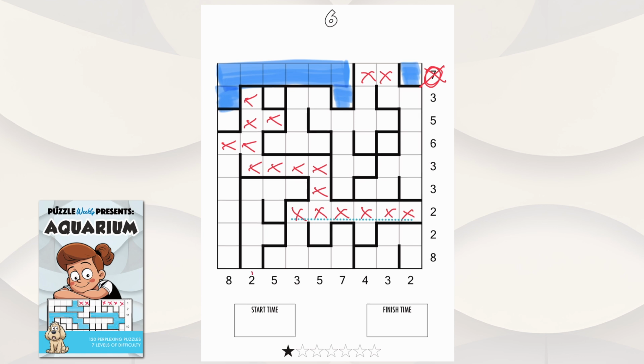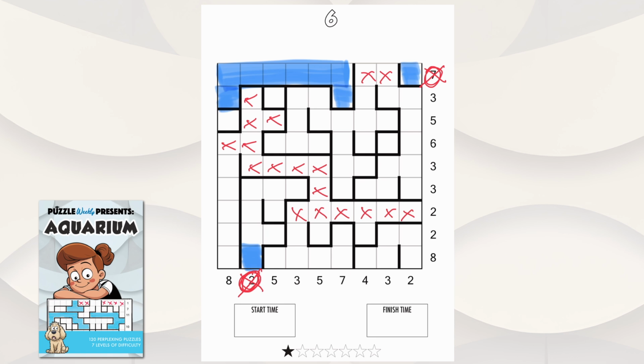And straight away, we can see that this column requires 2 filled cells. We've filled 1 up here. And with the others that are eliminated, that means that we need to put water into this cell down here. And that means we've completed that column.